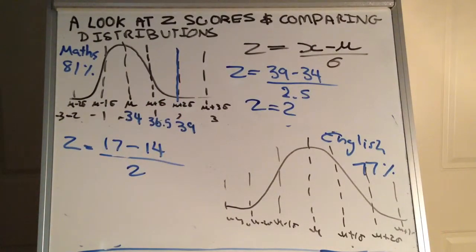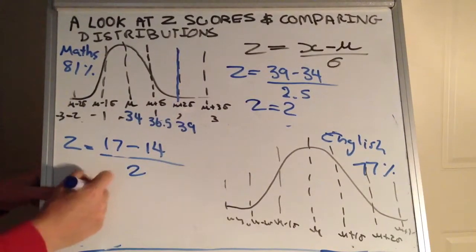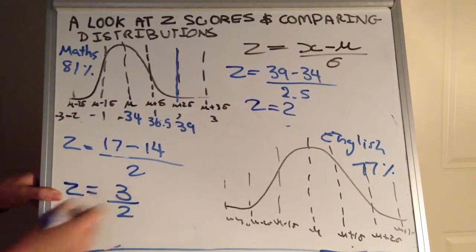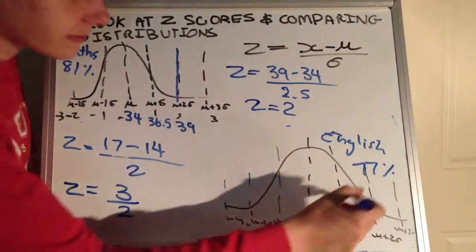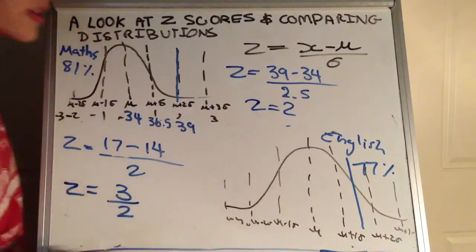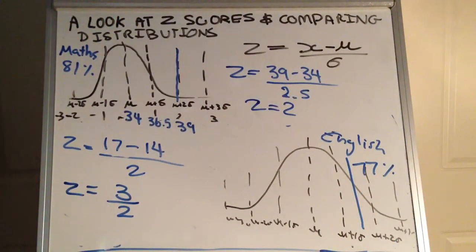Okay, so now let's see how he went on his English test. So again, alpha y equals, scroll down to number 2, and then what we do is we go 17, take 14, divide by 2, and we get an answer of 3 on 2. So his z-score for this is 3 on 2. And 3 on 2 is equal to 1.5.